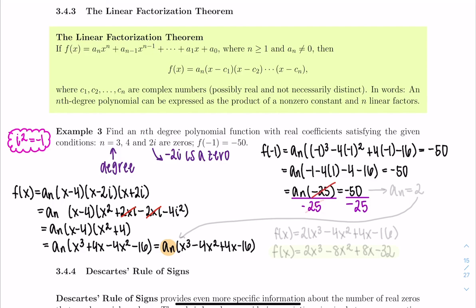And so that means that a sub n equals 2. And so what we want to do is we're going to plug in that 2 that we just found back into this equation.